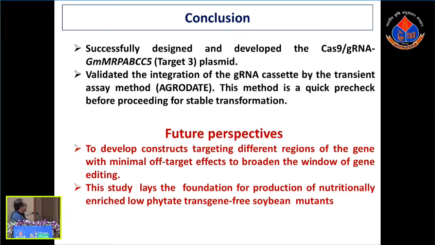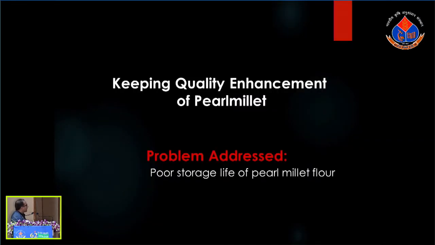So in conclusion, they successfully designed and developed the Cas9 plasmid, and then they validated the integration. In the future, they are planning to use these constructs for the development of low phytate soybean crops. Of course, you will require more constructs targeting different regions of the same gene. So that will provide the extra window for the gene editing. So this was with respect to the first student.